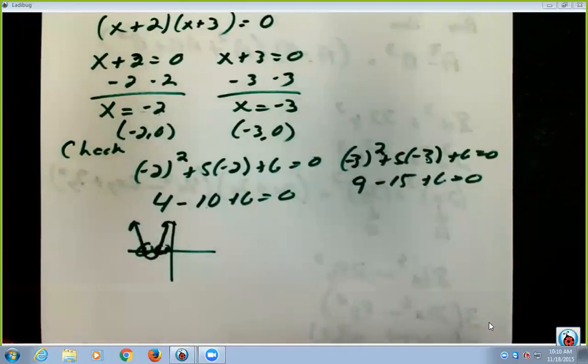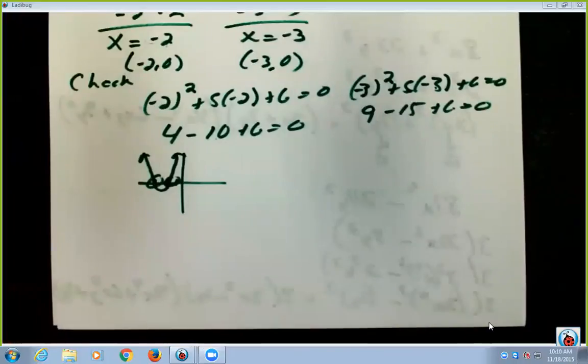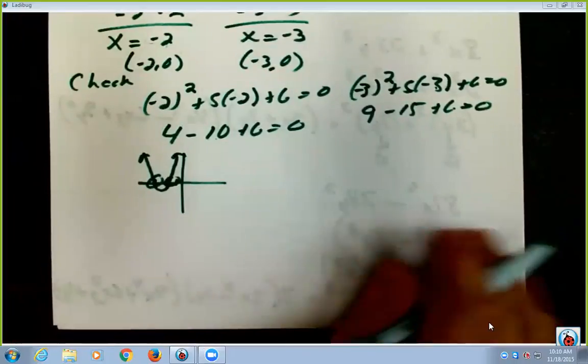Okay, so that's solving quadratics. So let's do some more of these. Because again, all it is is just factoring and coming up with what your solution would happen to be for those.